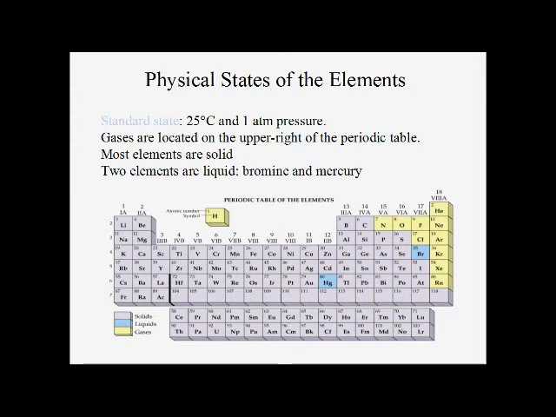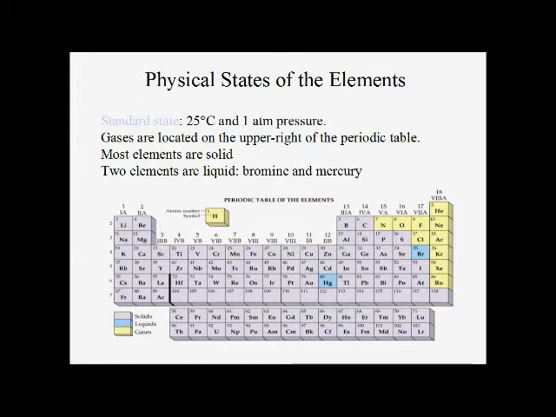Okay, physical states of our elements are mostly solid. Most of our elements are going to be solid at standard state, which is 25 degrees Celsius, 1 atmosphere pressure. So this is pretty much our standard living conditions. We're under roughly 1 atmosphere of pressure, and we usually like weather close to 25 degrees Celsius.